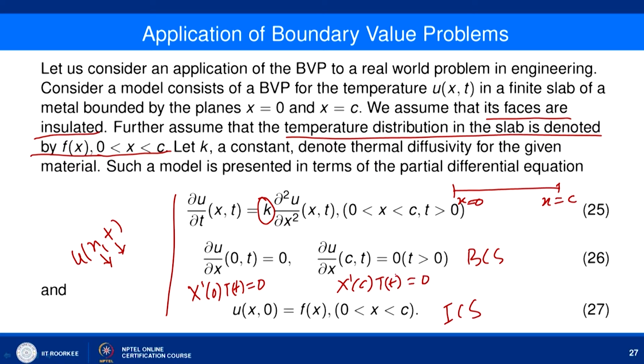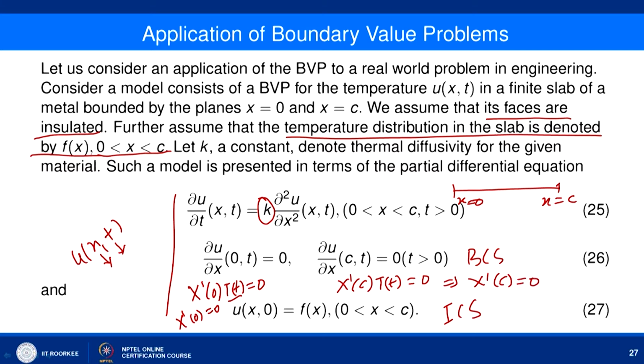Now, since we are assuming that we are looking for a non-trivial solution, it means that neither X(x) nor T(t) is a trivial solution, meaning they are not zero solutions. So if T(t) is non-zero, this condition is satisfied, which means we have X'(0) equal to 0. Similarly, since T(t) is not identically 0, we can say that X'(c) is equal to 0.